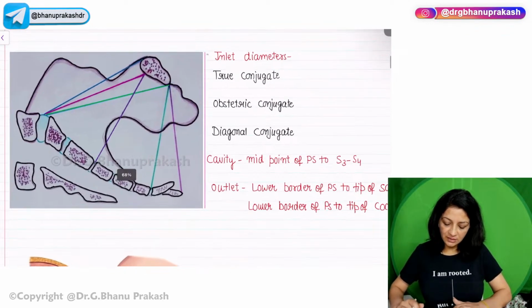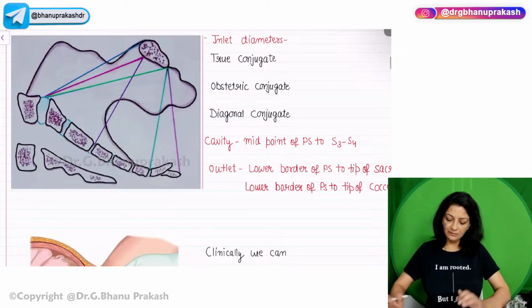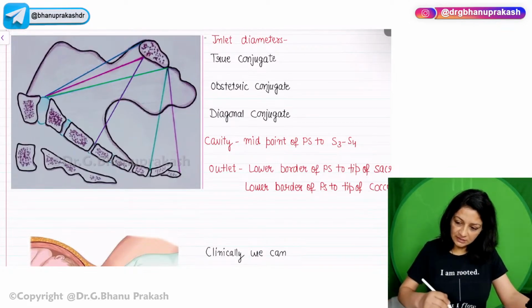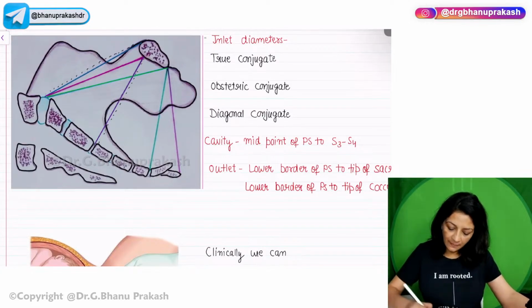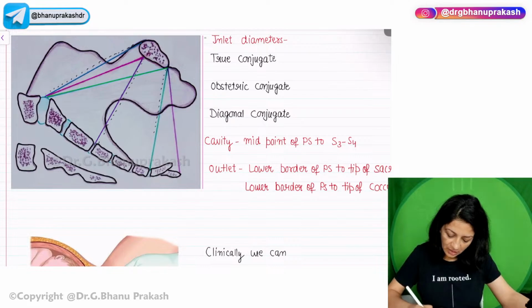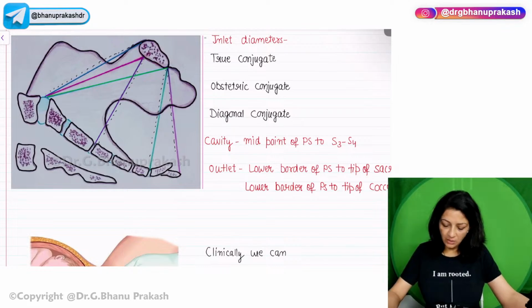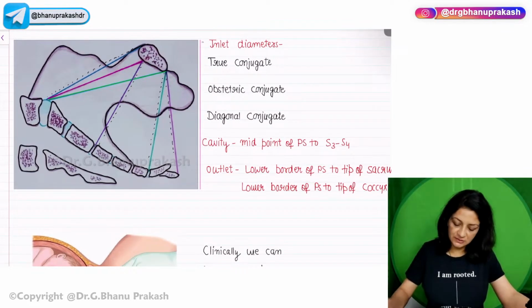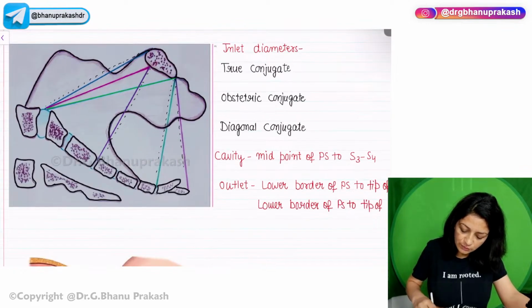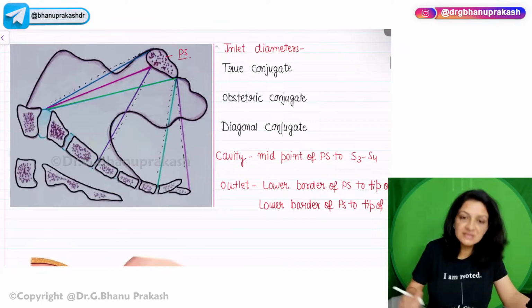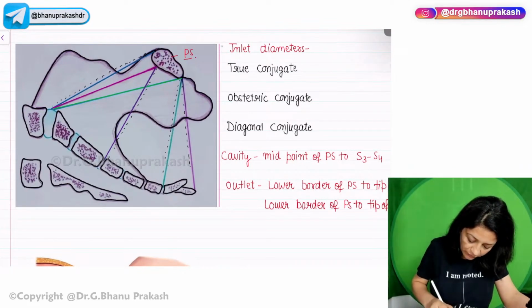So next important, diameters of the pelvis. This one is the inlet. This one is the cavity of the pelvis, and the outlet of the pelvis. So inlet diameters. True conjugate: this bone is the pubic symphysis, and this one is the sacral promontory.